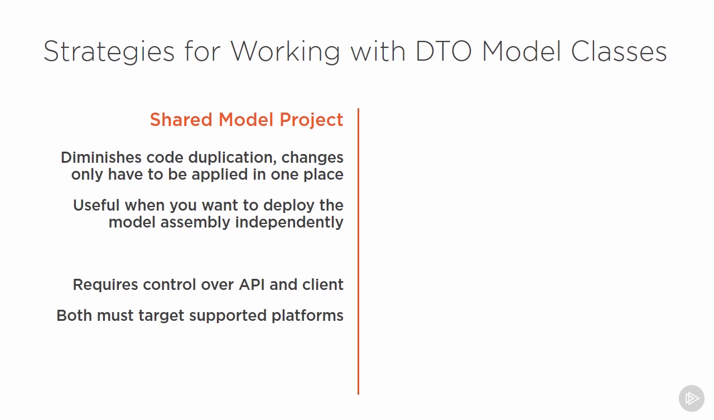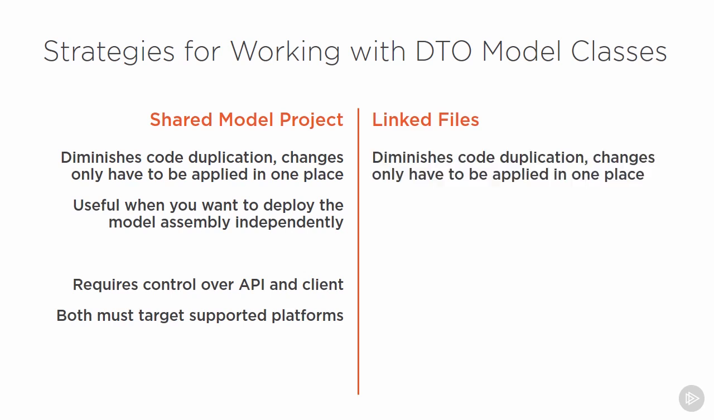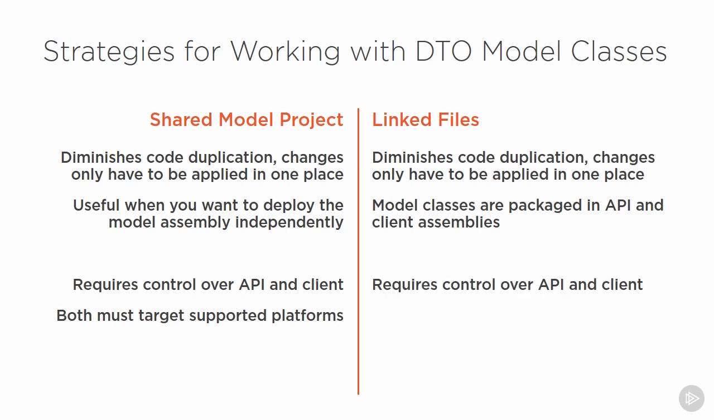Another technique to diminish code duplication and ensure changes only have to be coded once is adding the DTO model classes in one project, say the API, and adding them as a linked file in the client project. This ensures that the files only exist in one place, the API project, but are packaged into the API and client assemblies when compiling. So there's no shared assembly. This is a good approach when you are in control of both the client and the API, and when both are built on platforms targeting, for example, .NET Standard. So the code actually compiles on both platforms.